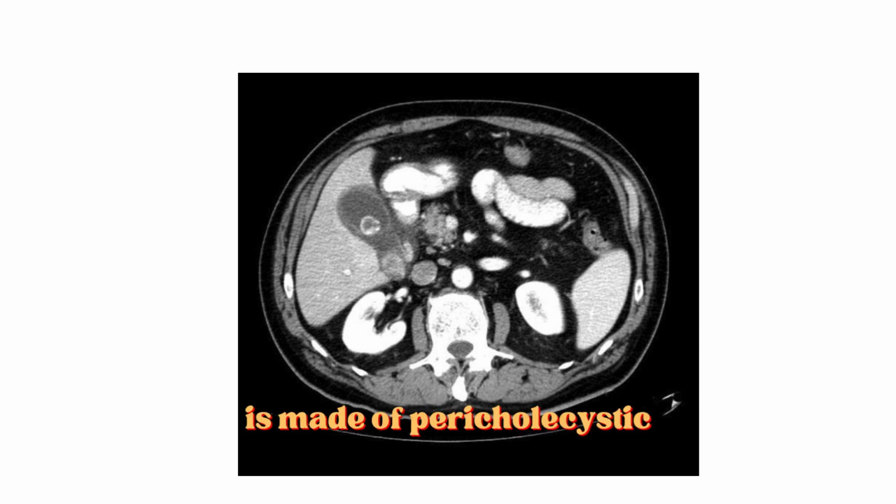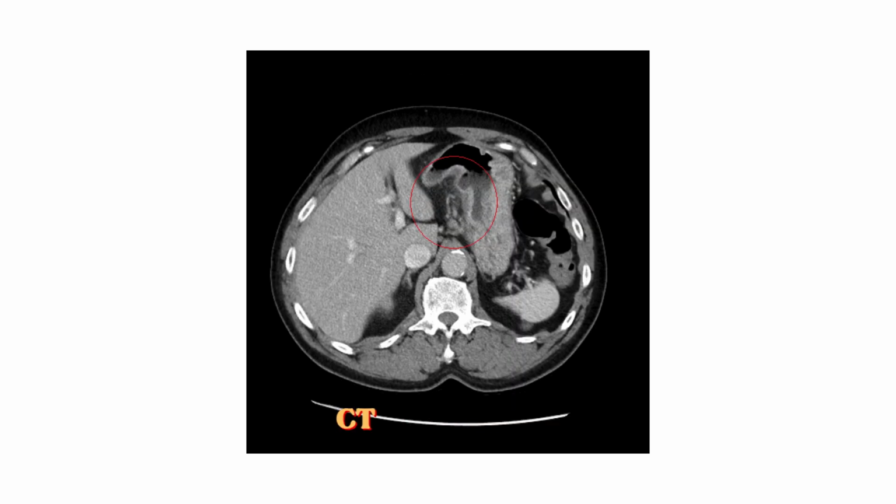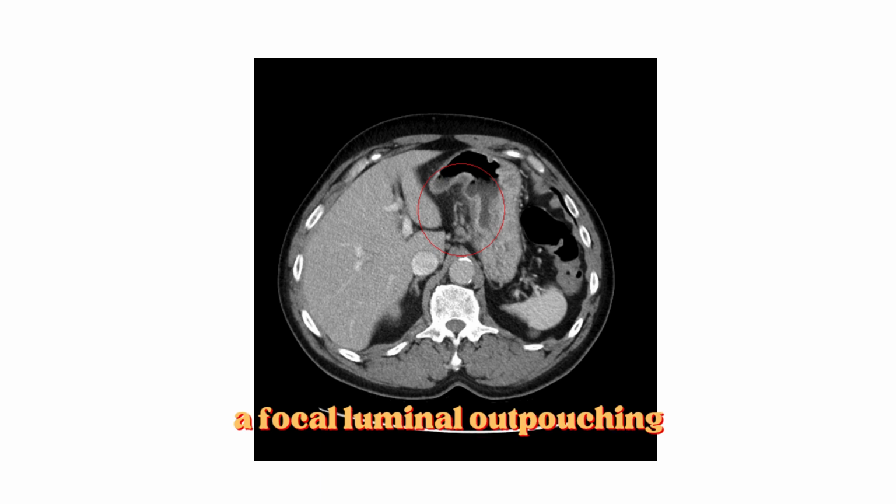Note is made of pericholecystic fluid, gallbladder wall thickening, and a gallstone in the gallbladder neck, as well as other non-obstructing calculi, findings that are consistent with acute cholecystitis. This is a single CT axial image of perforated gastric ulcer, revealing a focal luminal outpouching with surrounding fat stranding along the lesser curvature of the stomach. No free air or free fluid.